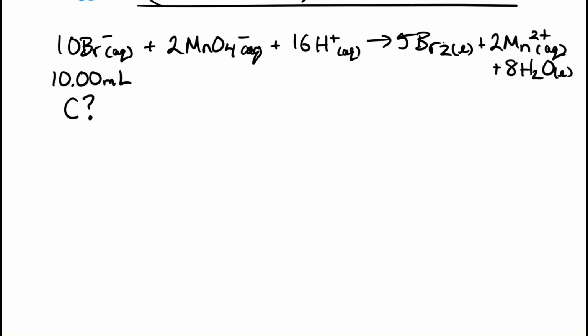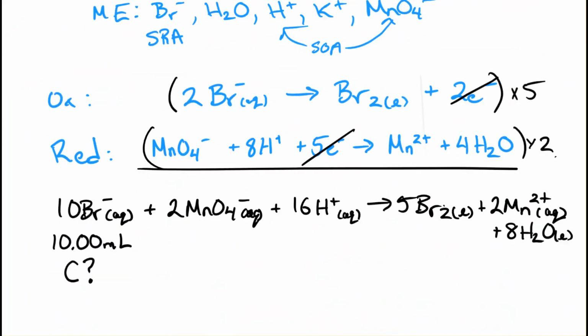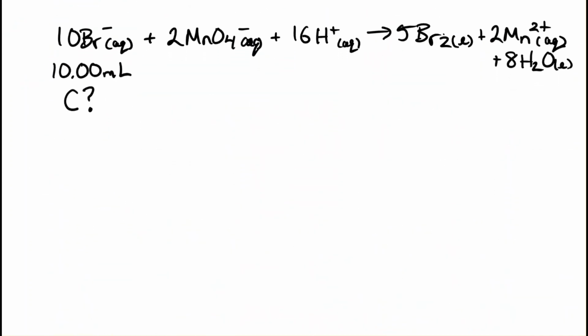What do we know about permanganate? Let's go up. Titration of 10 milliliters of bromide with 0.130 moles per liter permanganate. And we know we use an average volume of 12.3 milliliters. So we're using 12.3 milliliters on average, and it's got a concentration of 0.130 moles in every 1 liter. So now let's do our actual honest-to-goodness stoichiometry.